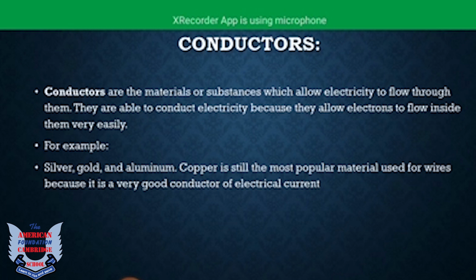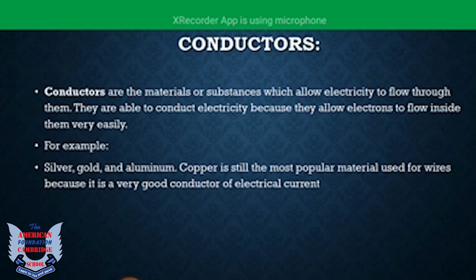Conductor. There are some materials which allow electricity to pass through them, whereas there are still some materials which do not allow electricity to pass through them. So, let me conclude one more thing. The materials which allow the current to pass through them are known as conductors, whereas the materials which do not allow the current to pass through them are known as insulators.